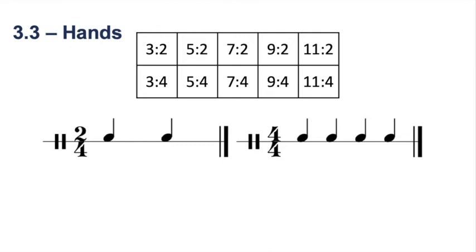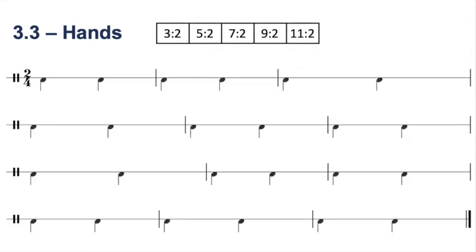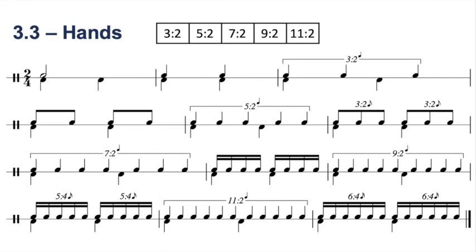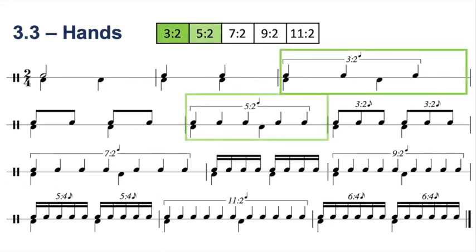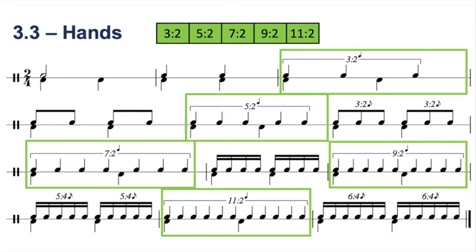So let's begin with the groupings that have 2 as the natural subdivision. We have the time signature, which provides us with 2 beats per bar. Then we superimpose the set of 12 subdivisions over the top, and this is what the result is. We can now see the first set of polyrhythms is being highlighted in green. All of these polyrhythms have the same intrinsic relationship to the subdivision of 2, and that is why these are grouped together.